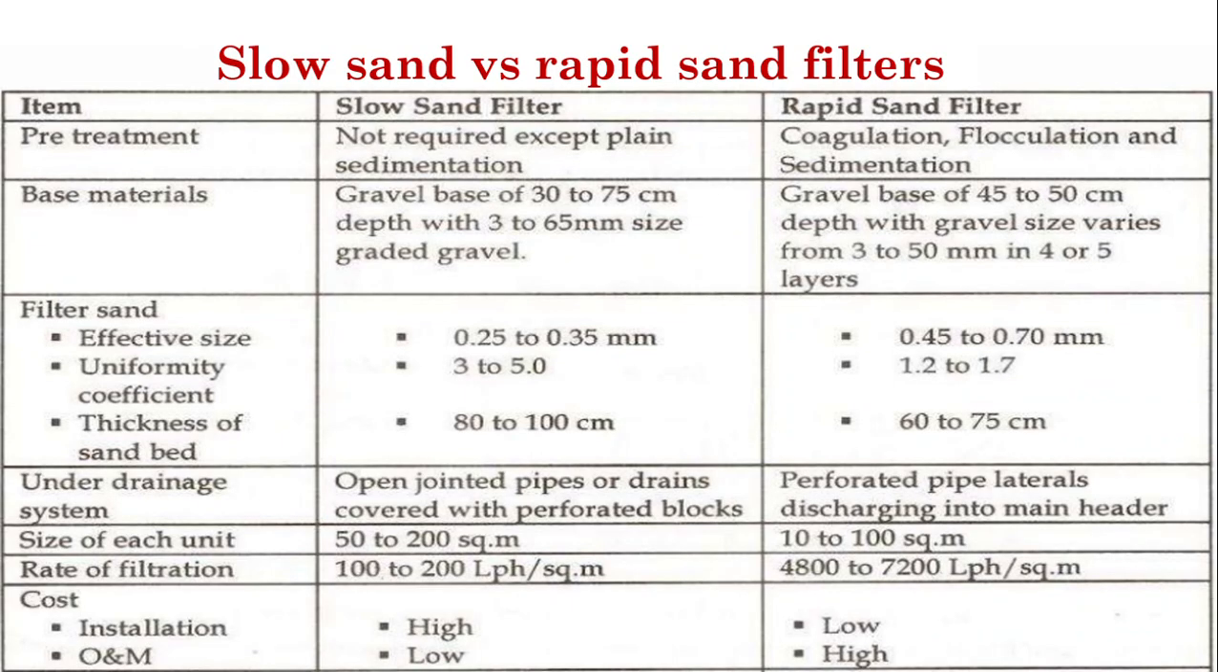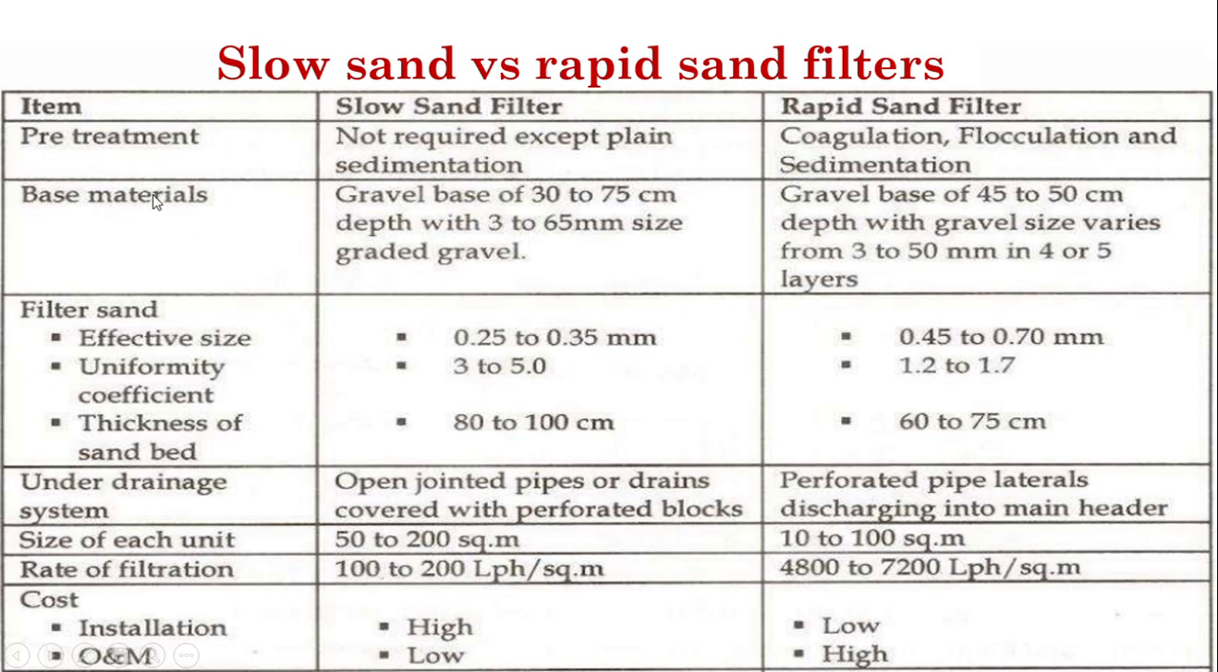Now we'll see an important portion: the difference between slow sand and rapid sand filters. In the case of a slow sand filter, no pre-treatment is required. In the case of rapid sand, pre-treatment is required because we are allowing the water to flow at a higher speed than in slow sand filters. So we have to remove some sediments before filtration.